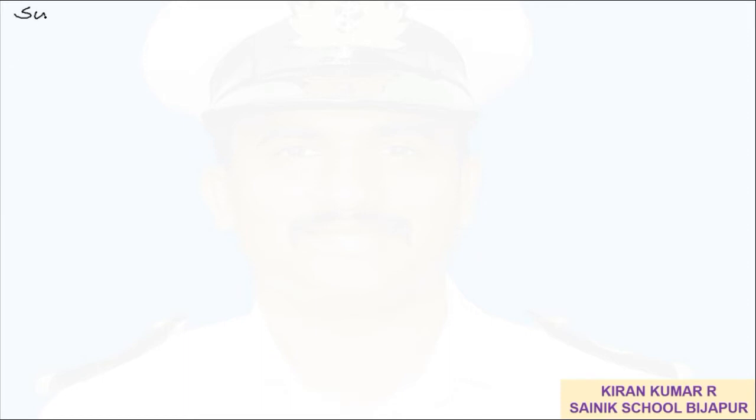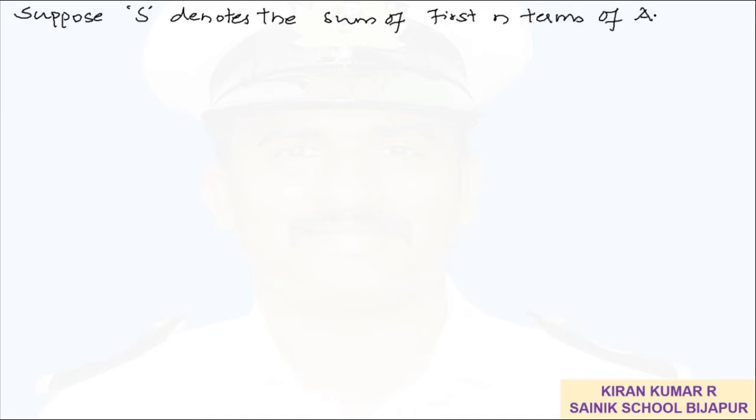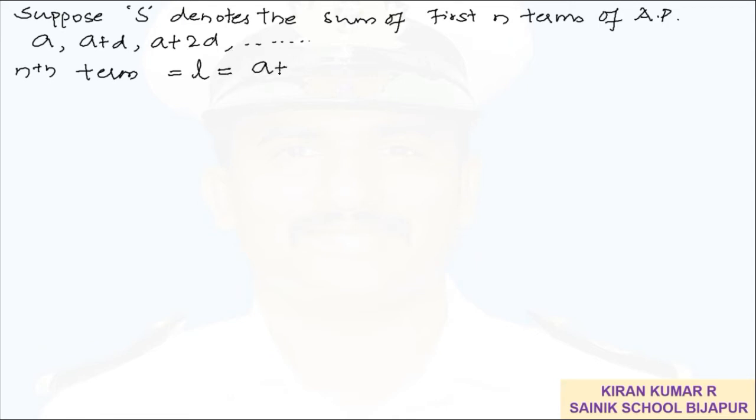Suppose S denotes the sum of first n terms of the arithmetic progression a, a plus d, a plus 2d, and so on. The nth term will be l. It is denoted by a plus n minus 1 times d.